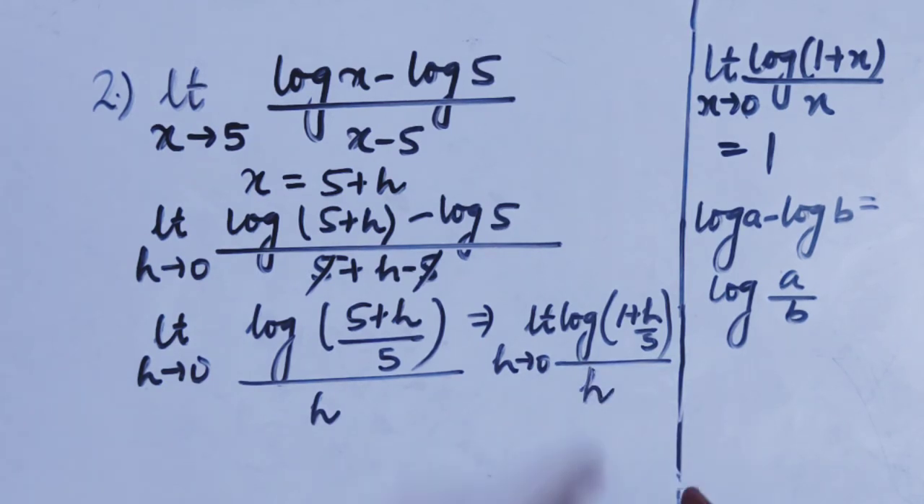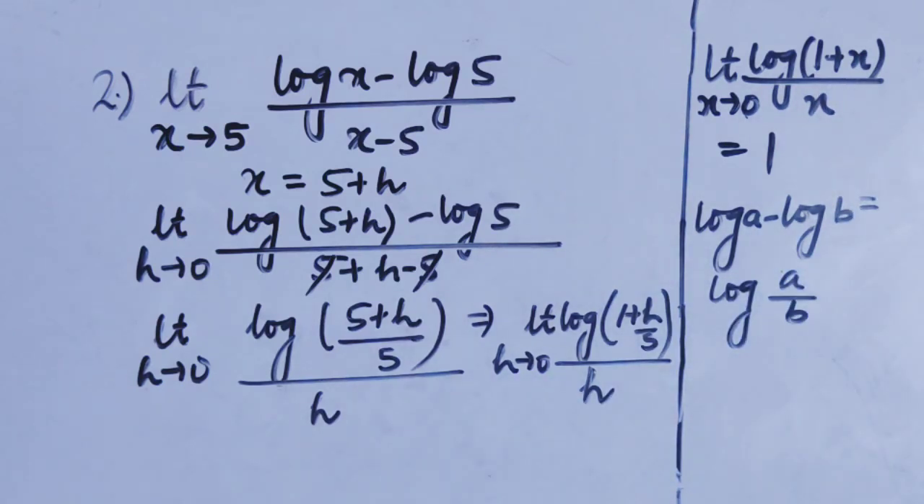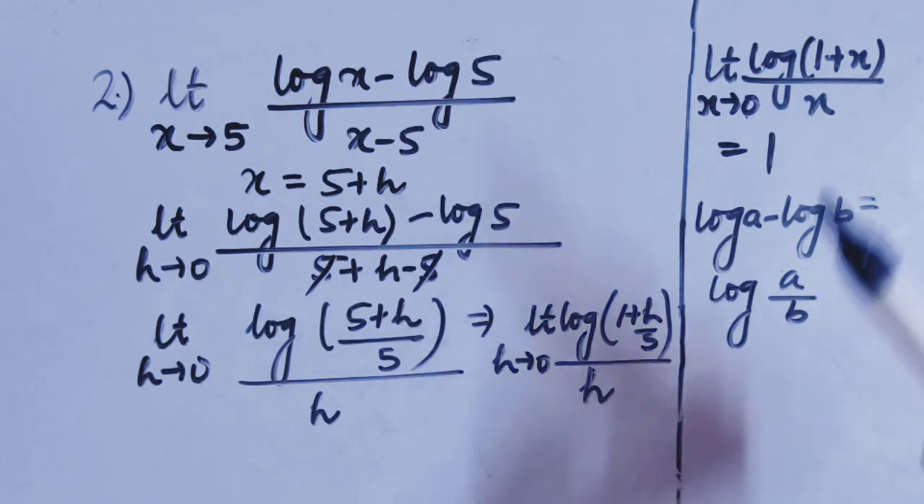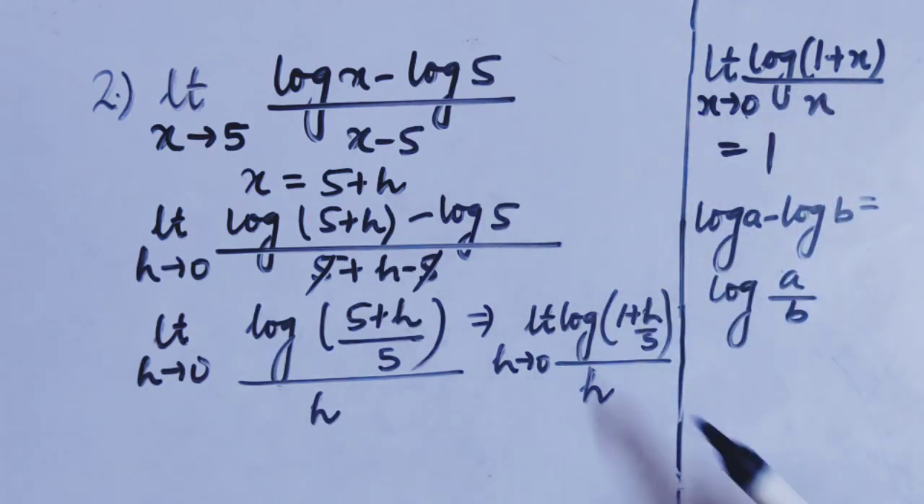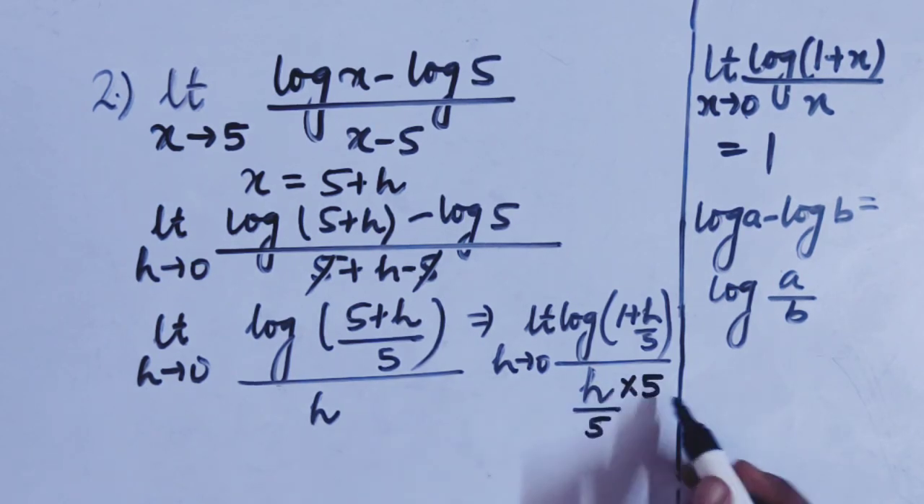Now, see here, we have got it. Now, when we are comparing it with our standard limit of logarithmic, what we are going to see over there? It is 1 + x, and whatever x is here, the same is in the denominator. But here it is h/5, but in the denominator h is there. If we have to apply the standard limit, then in the denominator it should have been h/5. So what we will do? We will multiply and divide it by 5.